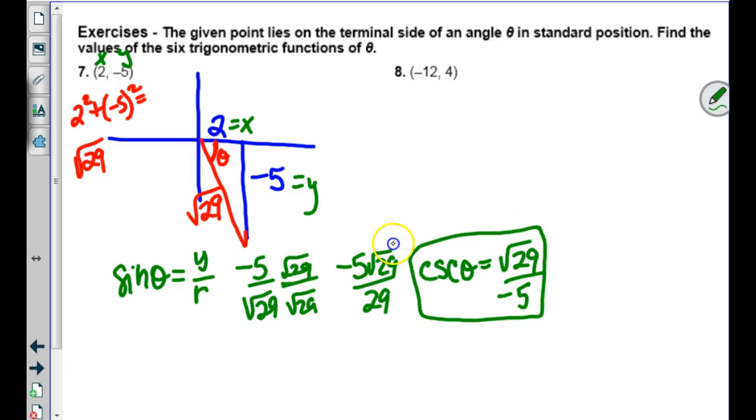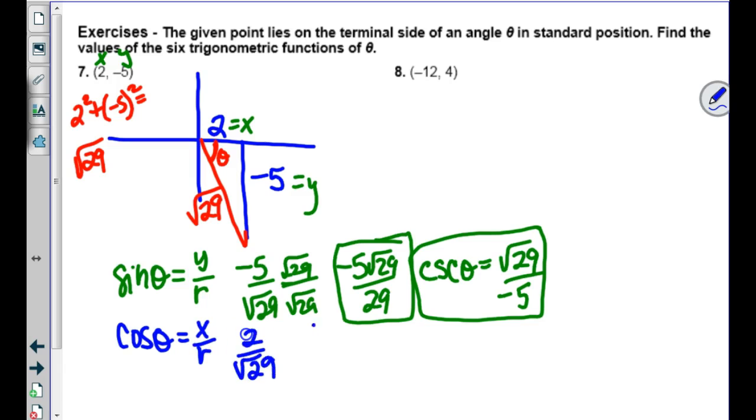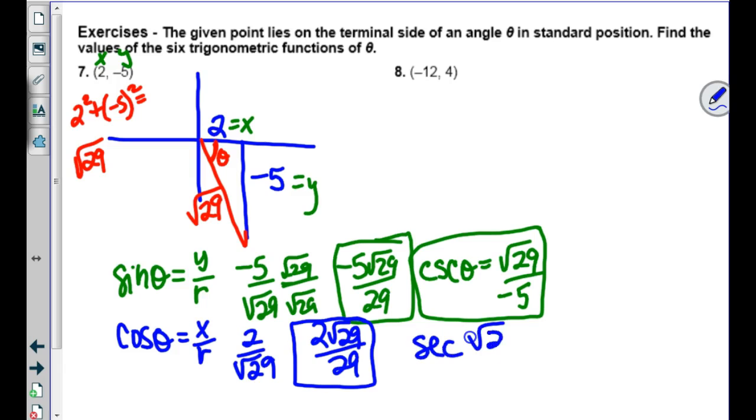Don't forget your signs. When you're all done at the end of the problem, it would make really good sense to do the all students take calculus and make sure that in this quadrant, what's happening? So what's going to be the only positive function in this quadrant? Cosine. Yep. Cosine and secant. Perfect. Cosine is x over r, so it's going to be 2 over square root of 29 or 2 square root of 29 over 29. Secant would also be positive. It would just be square root of 29 over 2, because I can go back here and flip it over.